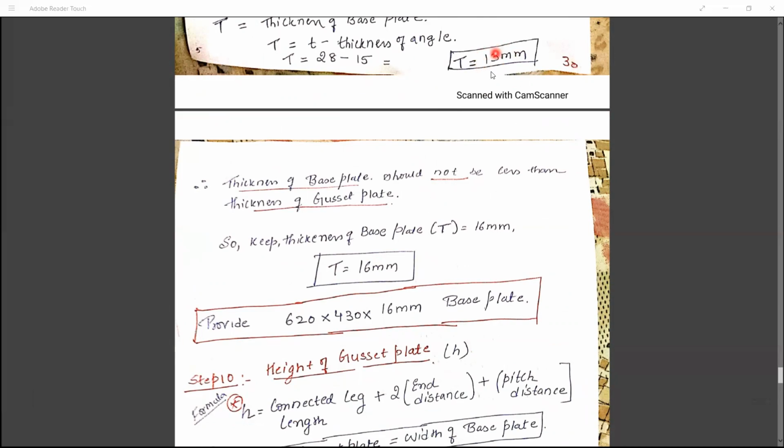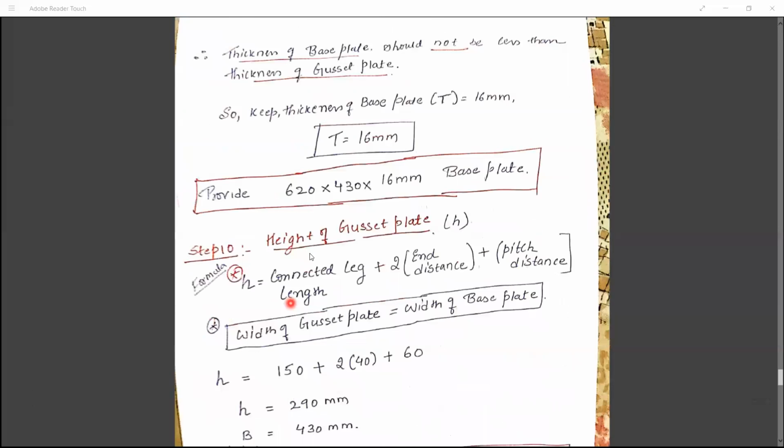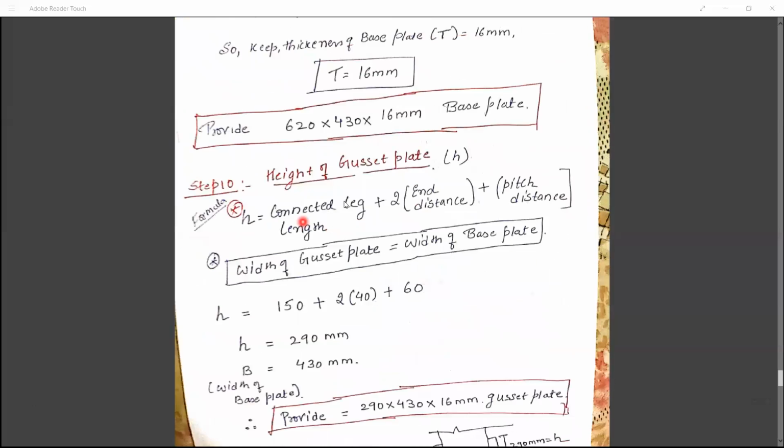But since you are getting here less than 16 mm, you would need to analyze or revise the design. Not to revise the design, you directly take the thickness, because already I have mentioned here, T is equal to 16 mm. So 620 into 430 into 16 mm is nothing but our base plate.